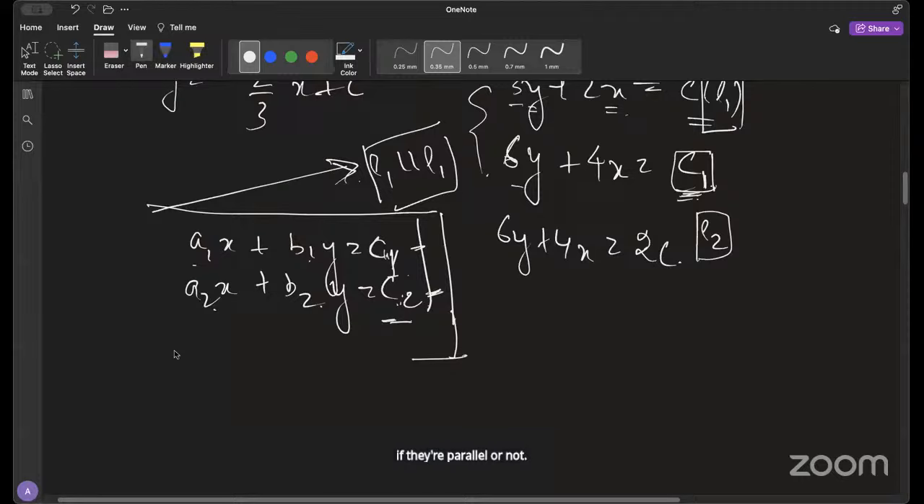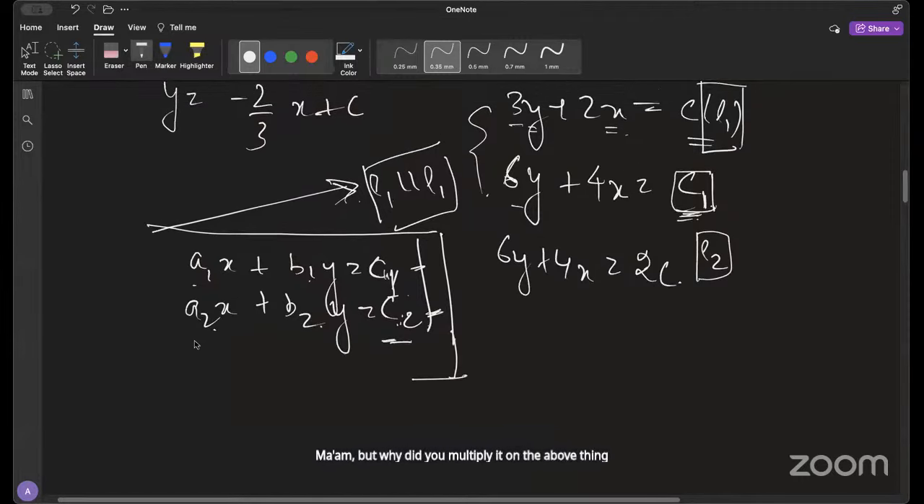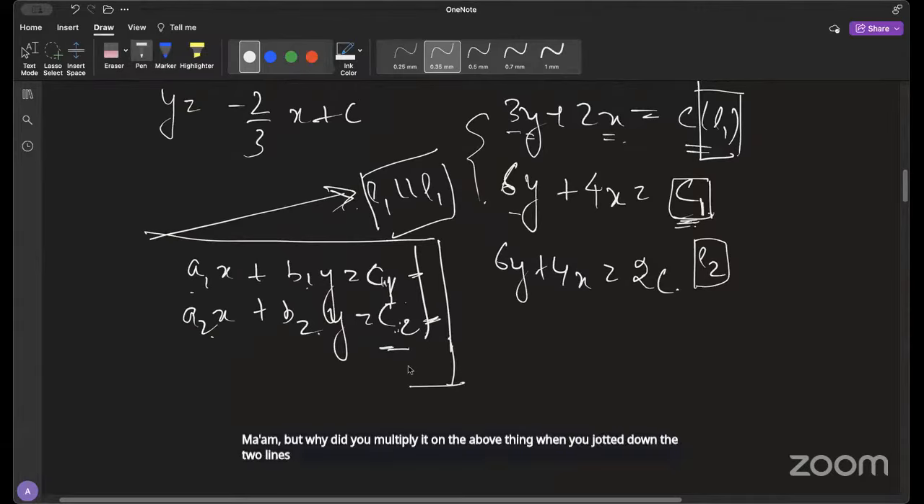Ma'am, but why did you multiply it on the above thing when you jotted down the two lines, 3y plus 2x is equal to c and 6y plus 4x is equal to c1? Why did you multiply these things? I was asking what the reason for that was.